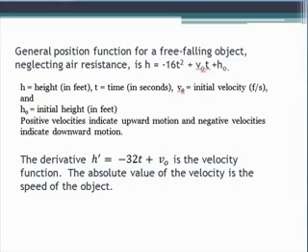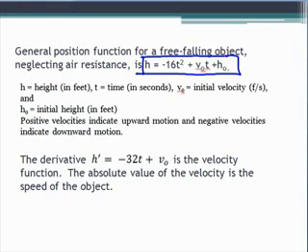The general position function then for a free-falling object, neglecting air resistance, is this. You might want to write this down in your notes so you will see it occasionally. In that formula, h is the height in feet, t is the time in seconds, v sub o, anytime you see a subscript of 0, that means initial. So this is initial velocity, and h sub o is the initial height. Positive velocities indicate upward motion again, and negative velocities indicate downward motion.